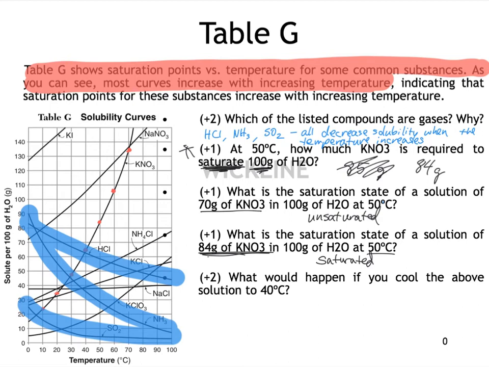But if I were to cool the substance down and see what would happen to that solute as it was cooled to 40, think about this. If I cool it to 40, it would only really be able to hold about 65 grams. That's what I'm seeing on this axis. So I'll write that down. But it used to hold 84 grams. So this means that after cooling, 19 grams of the potassium nitrate will fall out of the solution and become a precipitate.